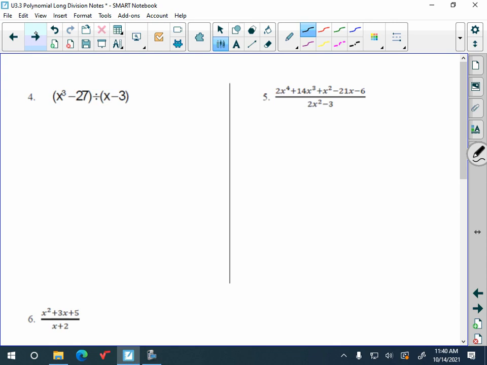All right, number 4. All right, so we're dividing by x minus 3, so that's going to go on the outside. Now, this starts with x to the third and then goes down to the constant term. There's two missing terms, the x squared and the x to the first. So we have to put two placeholders in. All right, so plus 0x squared plus 0x minus 27.